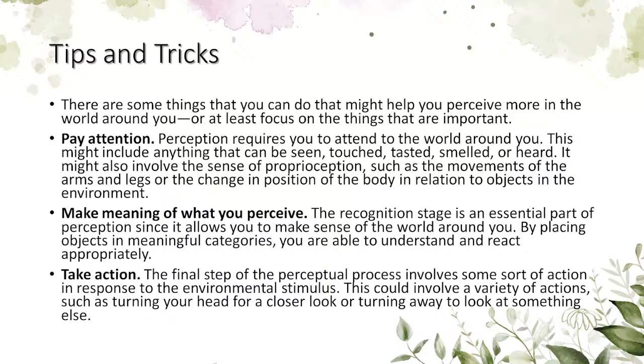Second, make meaning of what you perceive. The recognition stage is an essential part of perception since it allows you to make sense of the world around you. By placing objects in meaningful categories, you are able to understand and react appropriately. Third, take action. The final step of the perceptual process involves some sort of action in response to the environmental stimulus. This could involve a variety of actions, such as turning your head for a closer look or turning away to look at something else.